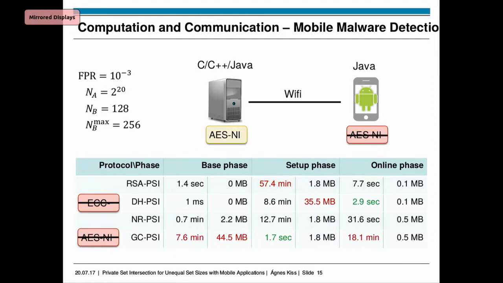If we don't have AES-NI, then this solution is out of the question, so it becomes way less efficient than all the others. We implemented it in Android and with Java, and there we couldn't use AES-NI. Also, the elliptic curve crypto version of the Diffie-Hellman protocol became less efficient because that was also not better. The finite field version was better on the mobile than the elliptic curve version. And so we see that here the best solution, with the same numbers, would probably be the RSA-based PSI protocol.